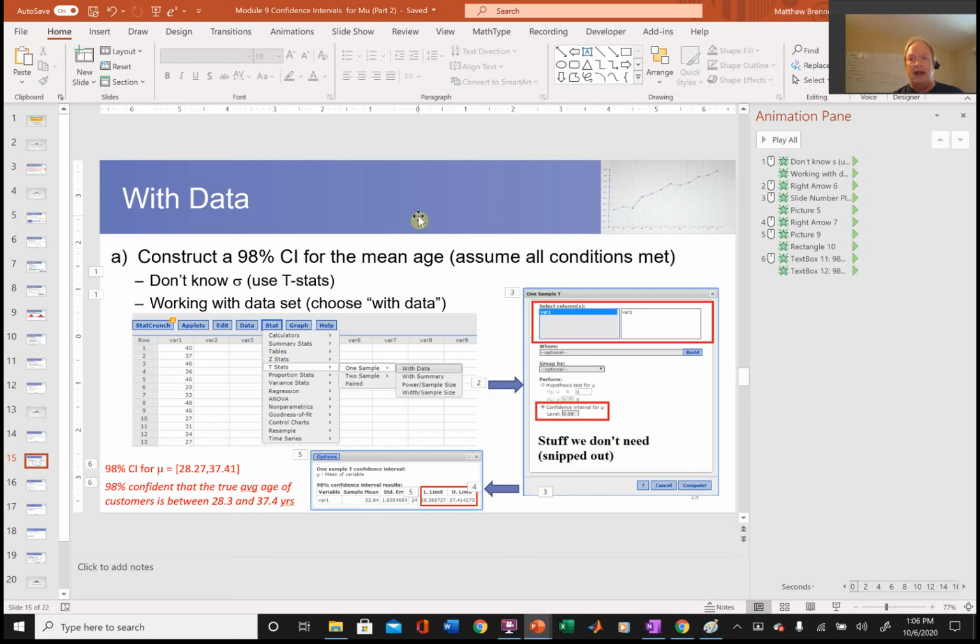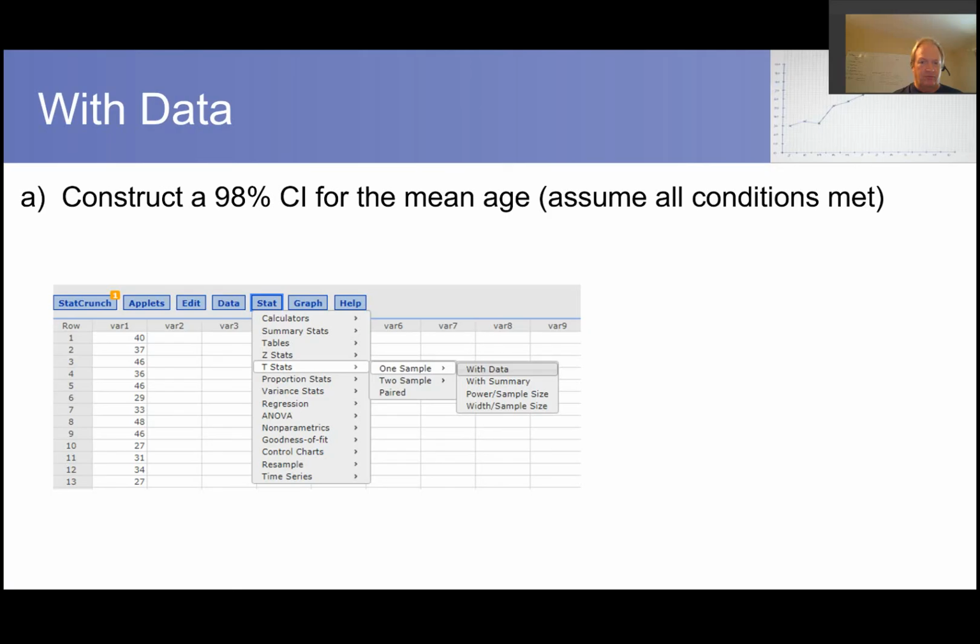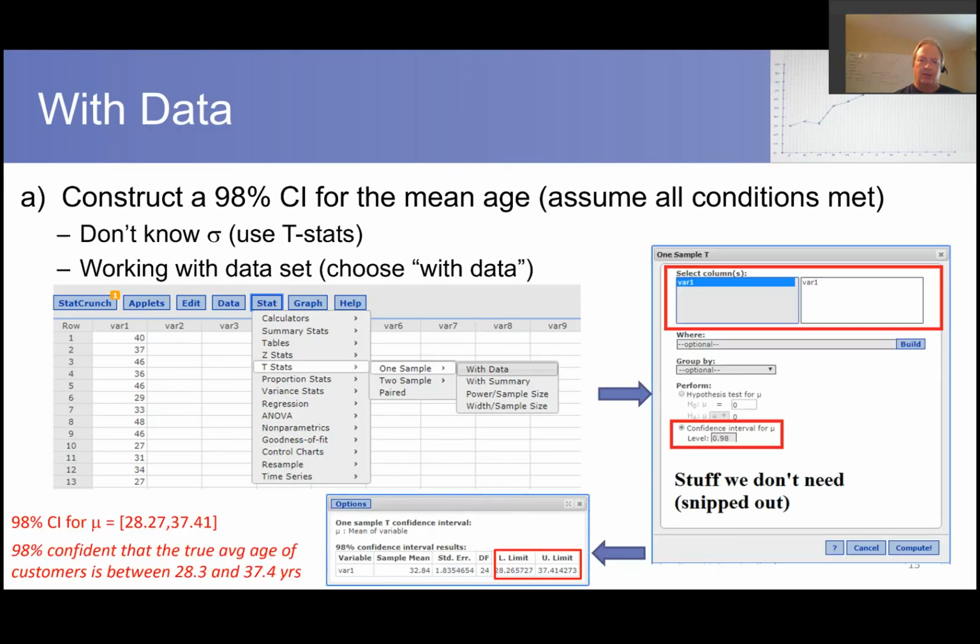And so we're going to be kind of picky about this, and in the second section, we're going to talk about what it means. But for right now, all we're going to say is that we're 98% confident that the true average age of customers is between 28.3 and 37.4. And in the next module, we're going to talk about what that 98% confidence actually means. Okay. So now you know how to construct a confidence interval using data. Good.